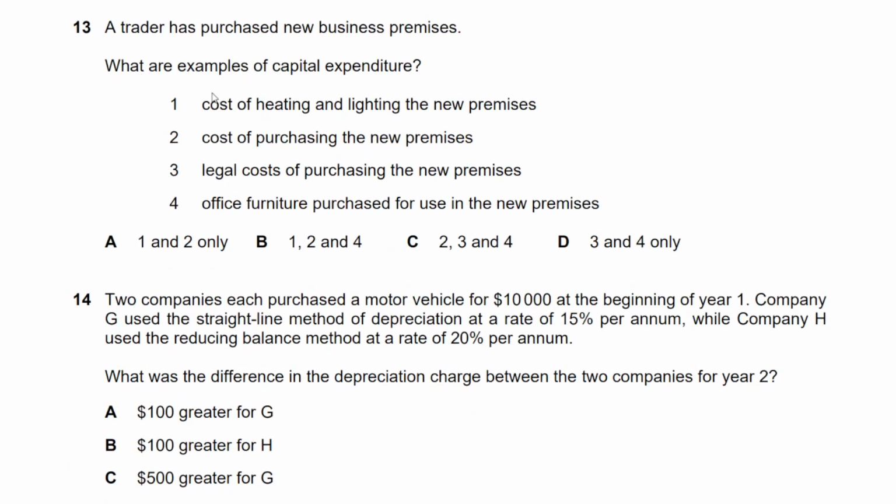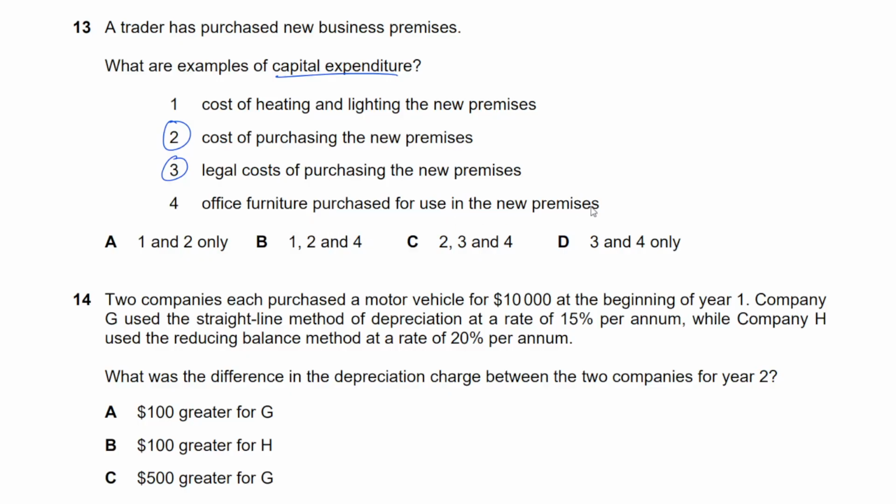What are the examples of capital expenditure? Cost of heating and lighting of the new premises, that is a revenue expenditure. It's a day-to-day running expense. Cost of purchasing new premises, that is the cost of purchasing a non-current asset. That is true. Legal cost of purchasing, that is a cost associated with the purchase of the premises. Any legal costs are added to the capital expenditure. You should know that by definition.